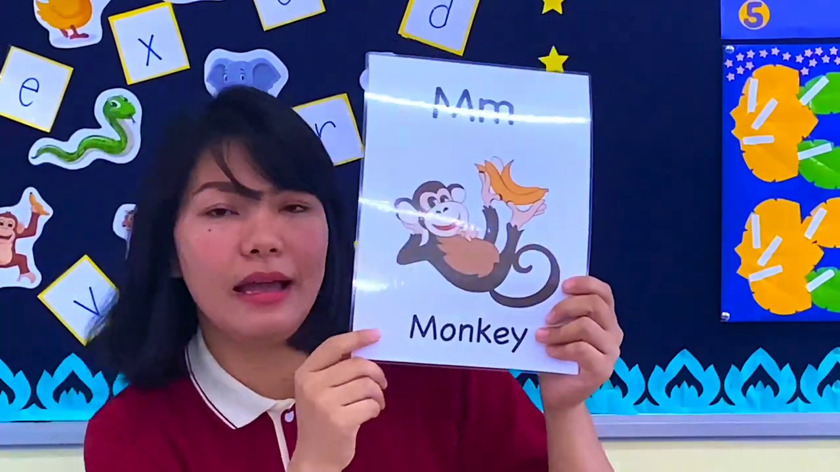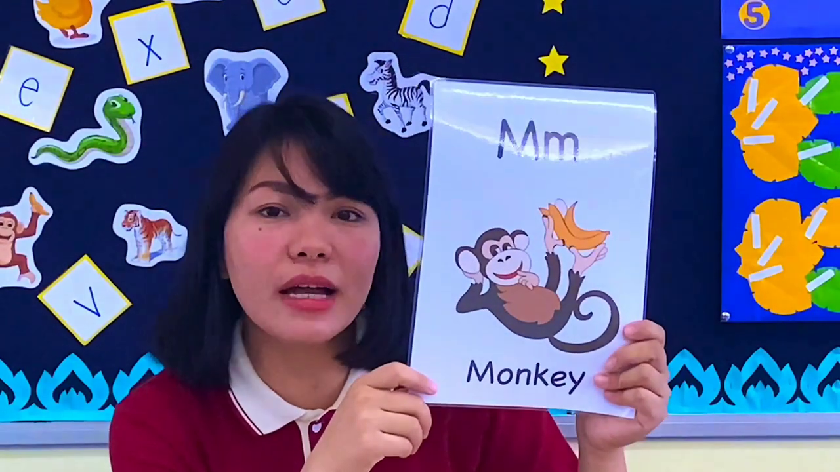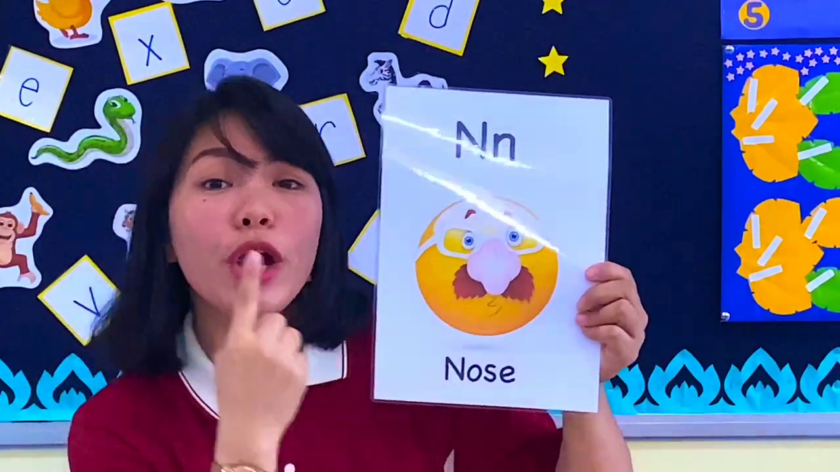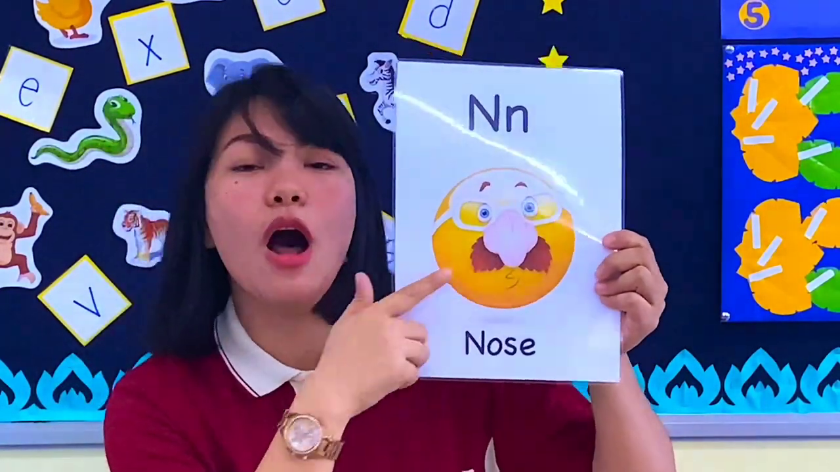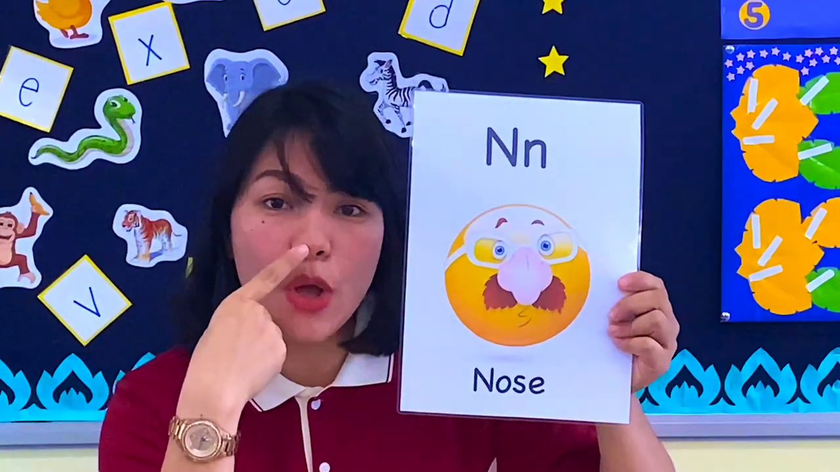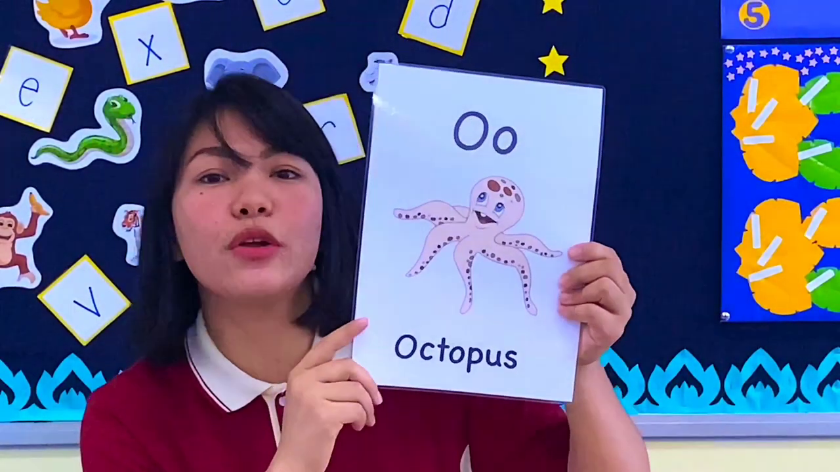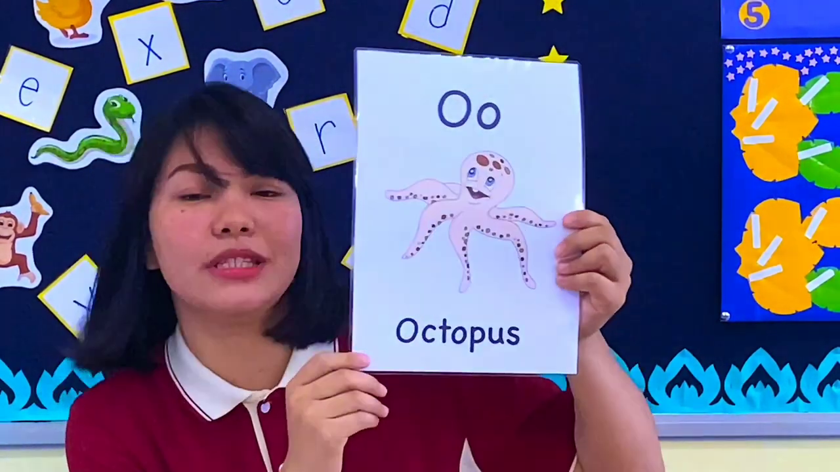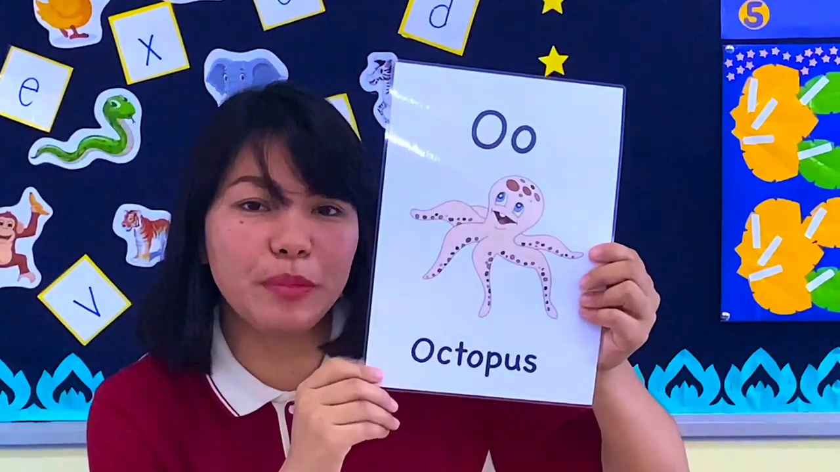Monkey. Again, one more time. Monkey. Next, let's have letter N. N for, what's this? Nose. Nose. Okay, next, let's have letter O. O for octopus. Again, octopus.